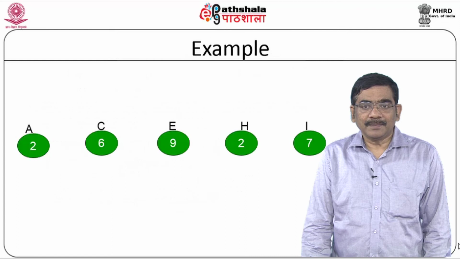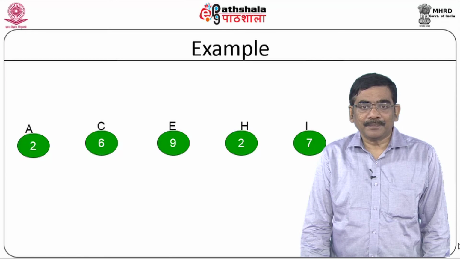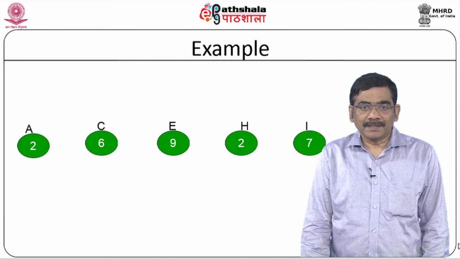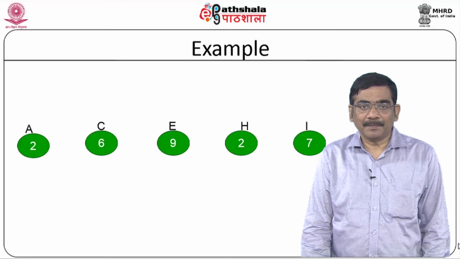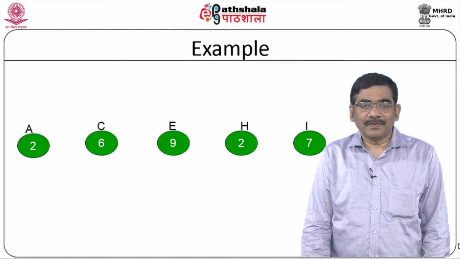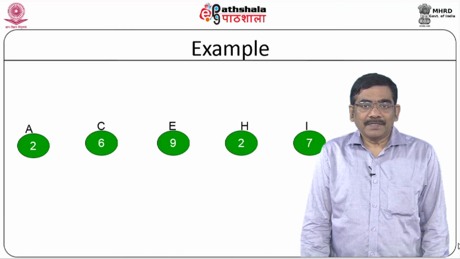So, we will take a very simple example of how to do this. I am taking 5 symbols, and every symbol is associated with a frequency: 2, 6, 9, 2, 7. Say for example, if I take a string like AAB, you can say A occurs 2 times and B occurs 1 time. So, we can calculate frequency, and we can calculate the probability also. Huffman code works with both frequency as well as probability.